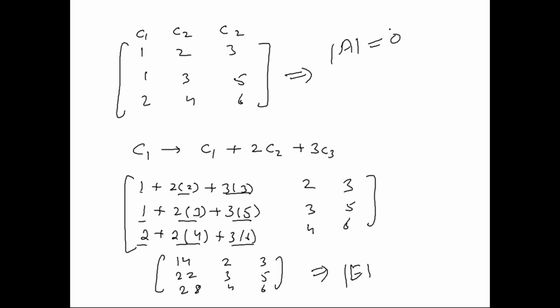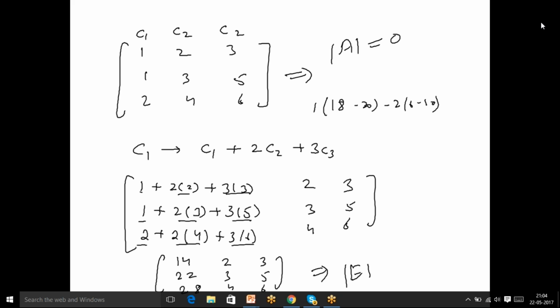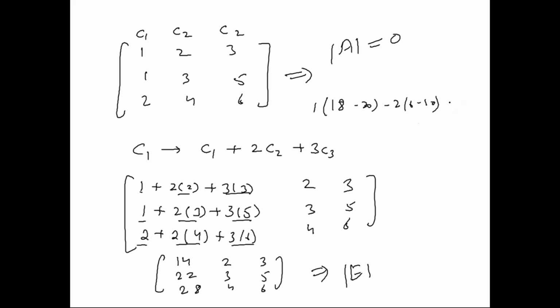Determinant is 0 for this. Let me calculate. 18 minus 20, 6 minus 10, and this will be 3 into 4 minus 6, minus 2, plus 8 plus 6. This will become 0.